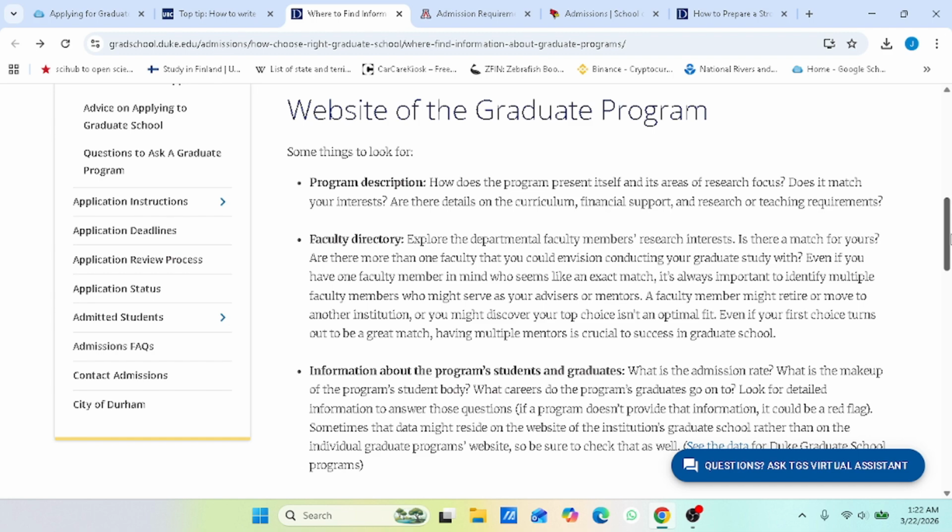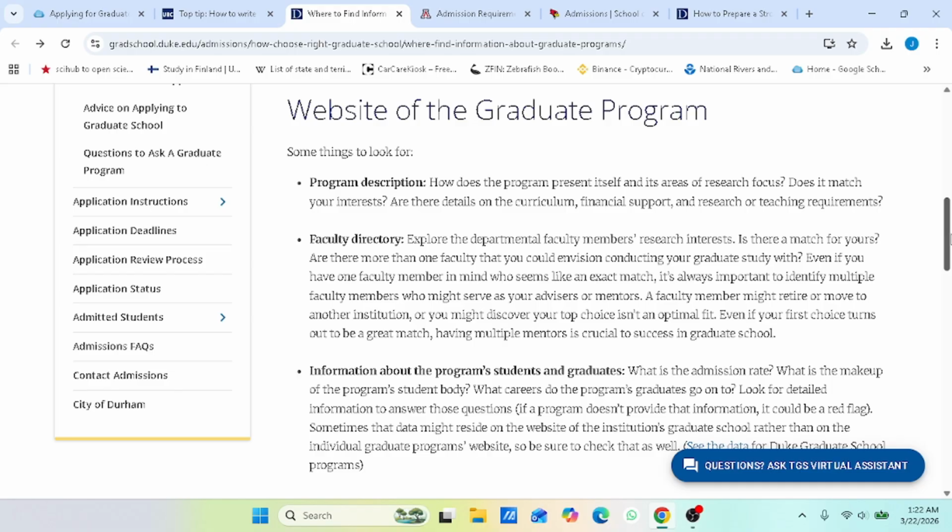How does the program present itself and its areas of research? Does it match your interests? Can this program cater for your long-term and short-term career goals? Are there details on the curriculum? Are there details about financial support? Are there details about research or teaching requirements? That is, the details about research that is going on in the department.